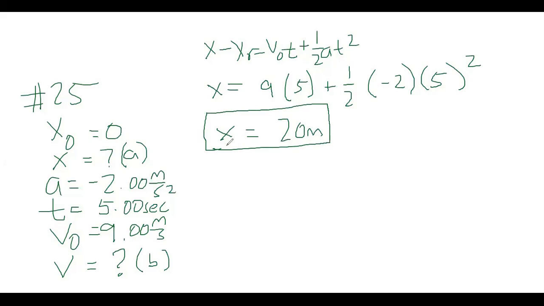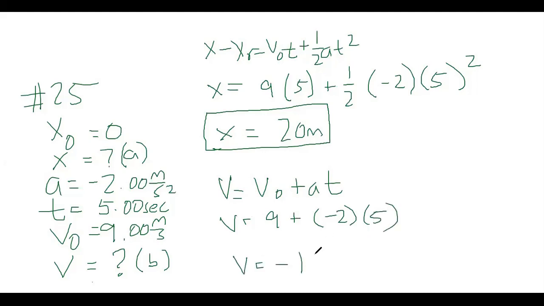Does anybody need anything clarified there? That's part A. Part B, we want to find our velocity. So we can use our favorite one from the last. So 9 plus -2 times 5. Our final velocity is -1 meter per second. And the question in part C says, does that answer make sense?